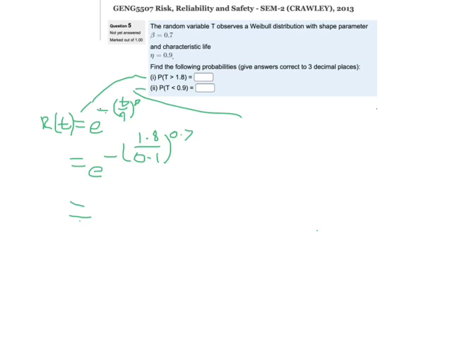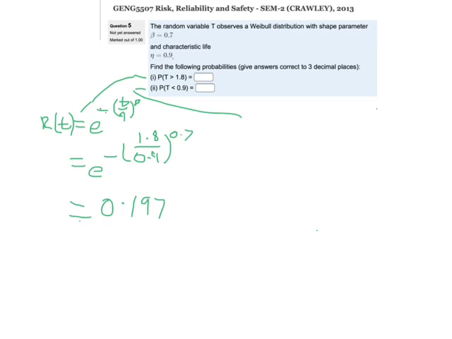And that's going to give us e to the minus 1.8 divided by 0.9, raised to the 0.7. And that's going to give us a value of 0.197.